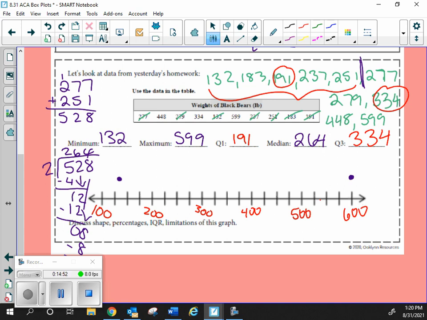191. This is 100, 125, 150, 175. It will be somewhere here. 264. This is 200, 225, 250, so a little bit after. And then 334. Count with me. This is 300. This would be 325. I need to go a little bit further. Right there. Okay. I'm just plotting them.